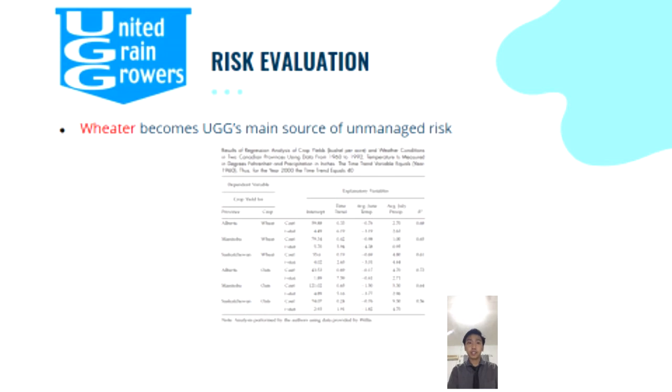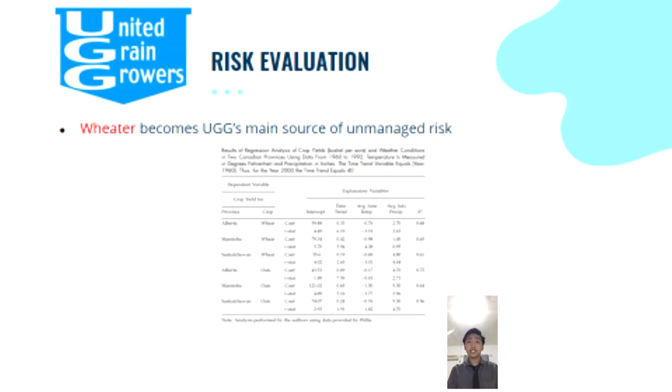Okay, now we will discuss risk evaluation. When we did risk analysis, we found that weather is the main source of unmanaged risk for United Grain Growers. The table you see here is the result of a regression analysis of crop yields and weather conditions in two Canadian provinces using data from 1960 to 1992. Temperature is measured in degrees Fahrenheit and precipitation in inches. Let's see the first row of this table.